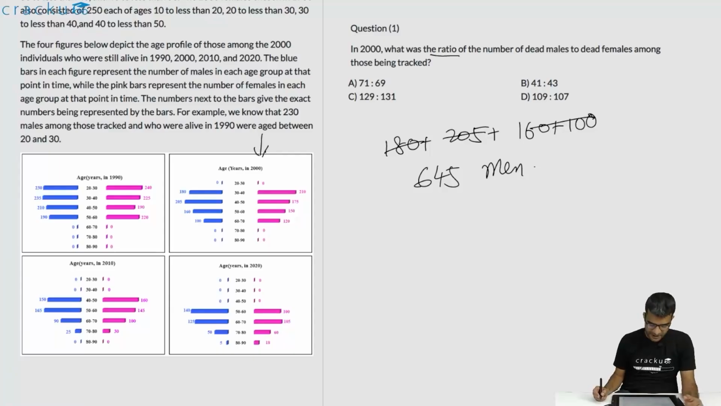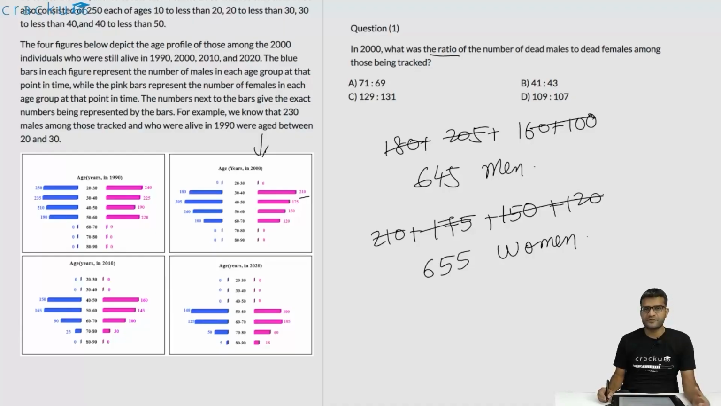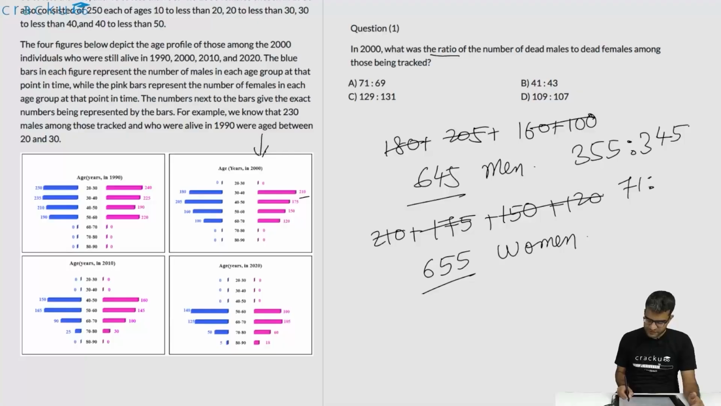And what is the number of women who are alive? That is 210 plus 175 plus 150 plus 120. This is equal to 270, 480, 655. So 655 women were alive. This would tell us that the number of men who passed away, who died, is 1000 minus 645 because initially 1000 men were surveyed. So this is 355 men. And what is the number of women who passed away? That is 1000 minus 655, which is equal to 345. You can divide both of them by 5. So the required ratio is 71 is to 69, which is option A.